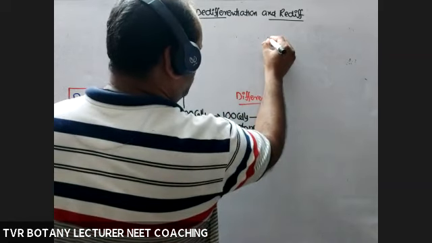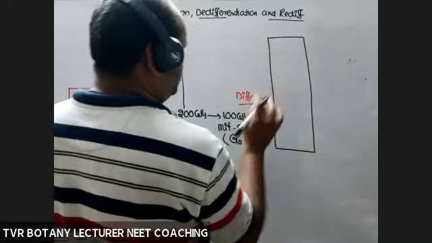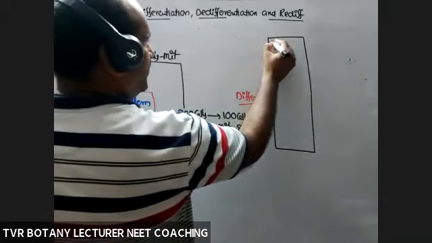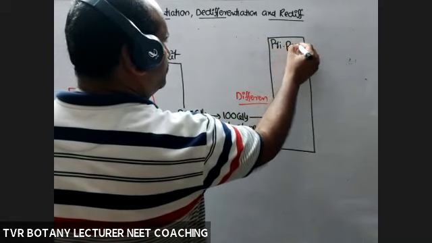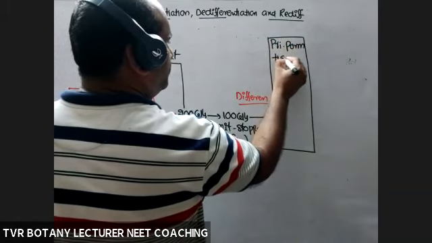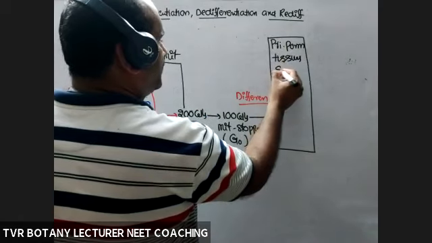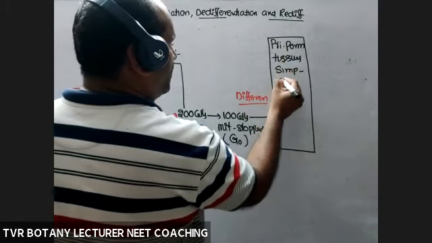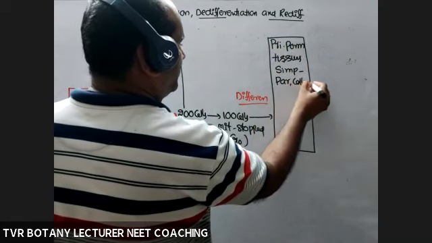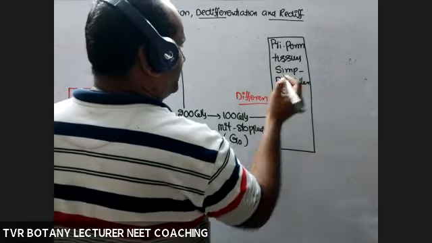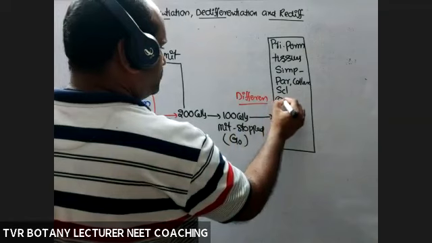Here I'm taking a small box for this one. So what about the products of differentiation? What are they? Primary permanent tissues. What are those primary permanent tissues? All simple tissues. What are those simple tissues? Parenchyma, collenchyma, sclerenchyma. Okay, and complex tissues. What are those complex tissues?